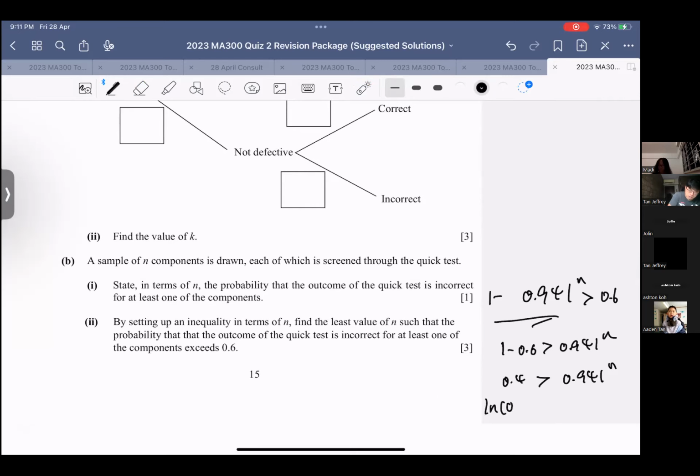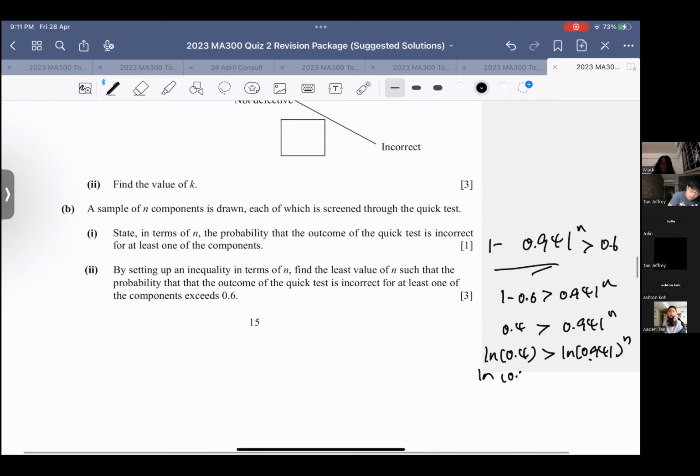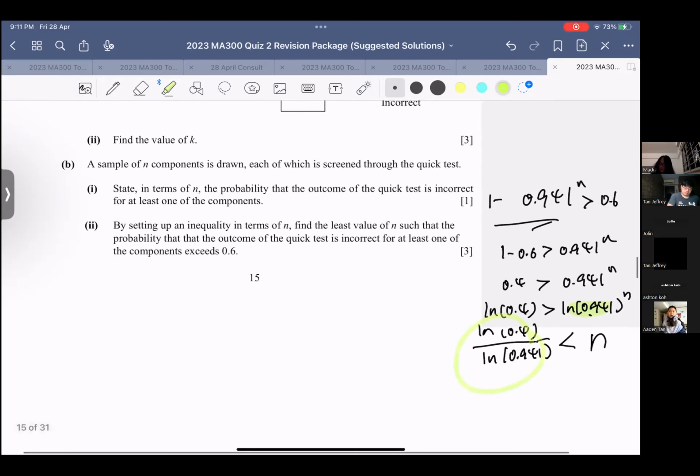Take ln on both sides. Whether ln or log, it doesn't matter. So I get n ln 0.941 less than ln 0.4. I divide by ln 0.941, that is a number. This will become greater than or less than n, the reason being that this one is negative. Ln of less than 1 is negative. So this will be your answer already.